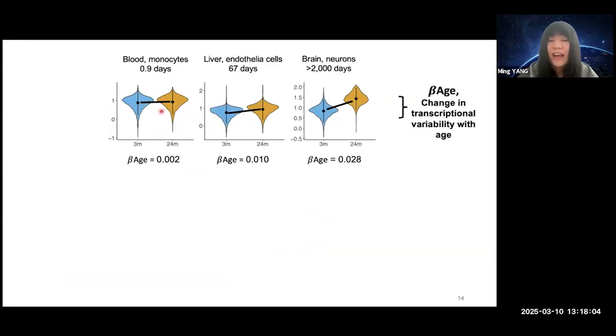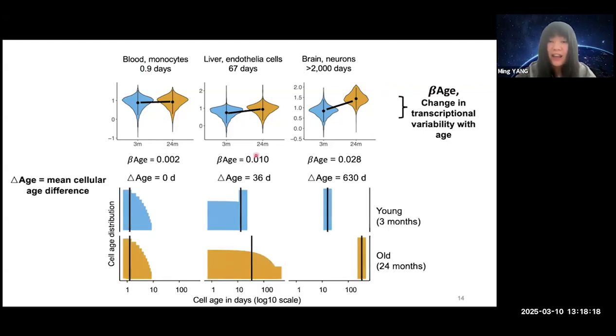So using this data set and the CV metric, we can calculate beta age for all these cell types in mouse. We can see the beta age is pretty small for monocytes in blood and gets bigger for neurons in the brain. And just like several earlier slides showed, we also have the delta age measured for all these cell types. So now we are ready to address the question: what is the relationship of change in transcriptome space and the change in the cellular chronological age? We can just contrast these two metrics to see their relationship.